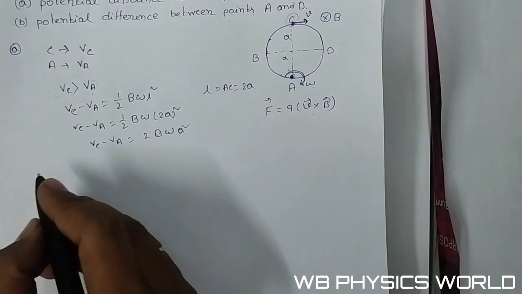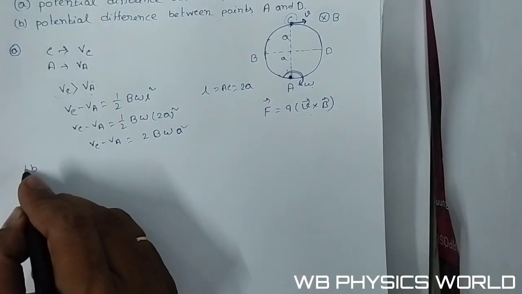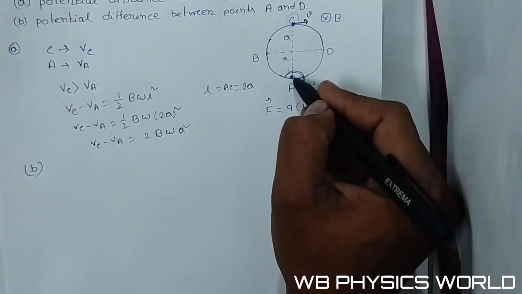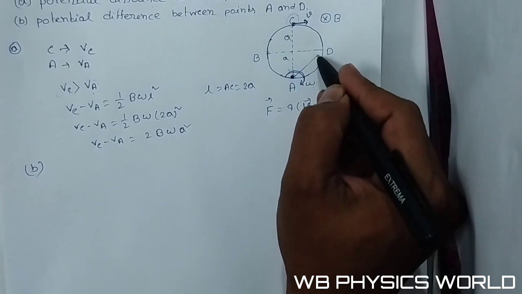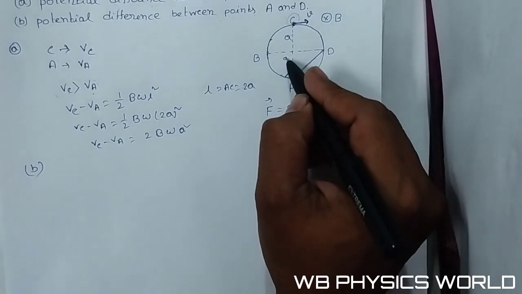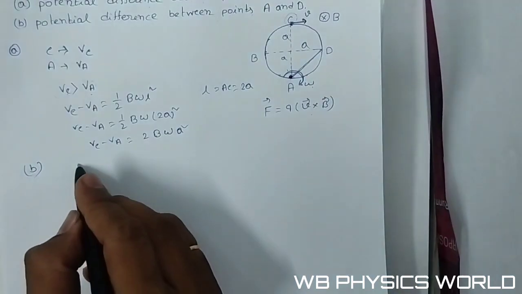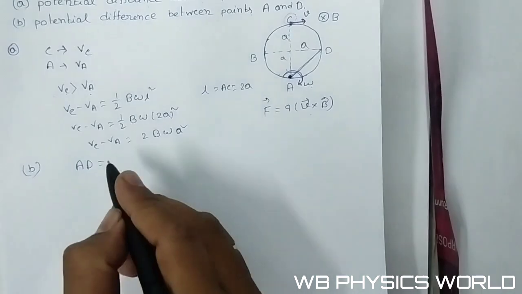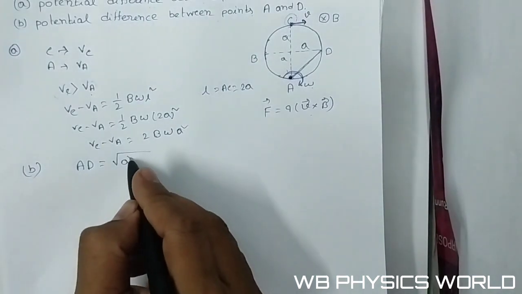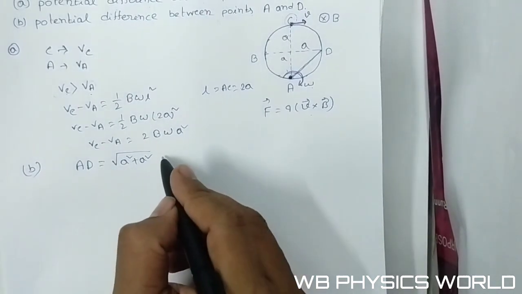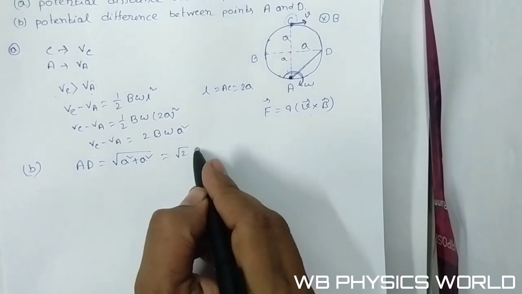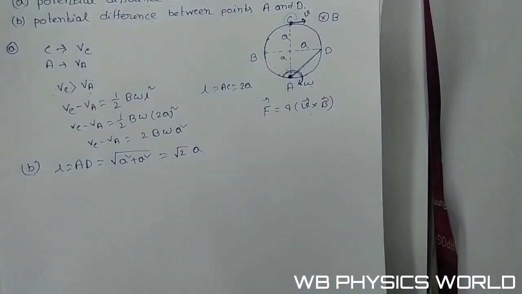Now for second part, that is potential difference between point A and D, the distance between A and D is root over A square plus A square, so this is root 2A, L equal to root 2A.